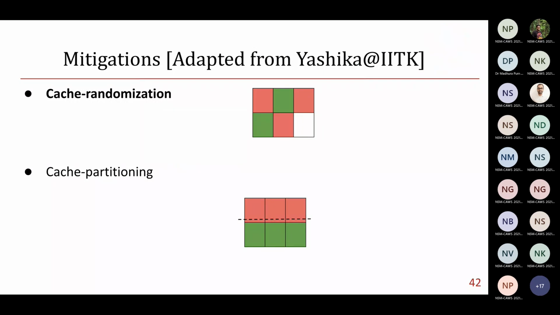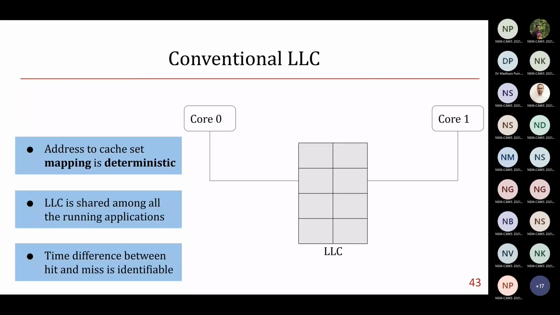Now that we have talked about the offensive side, which is the attacks, it's also important to discuss the possible mitigation techniques that we can propose to mitigate all these attacks. These are slides I brought from my PhD student Yasika, who is the TA for today's afternoon lab. Broadly, the mitigations can be categorized into two techniques: cache randomization and cache partitioning. We will go through them one by one.